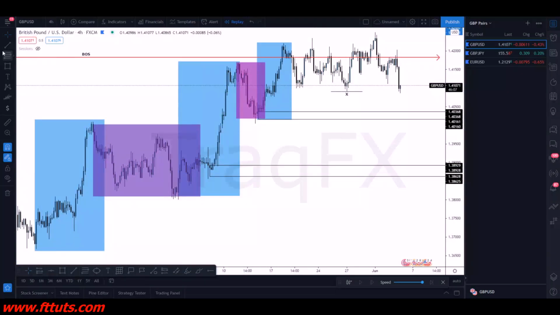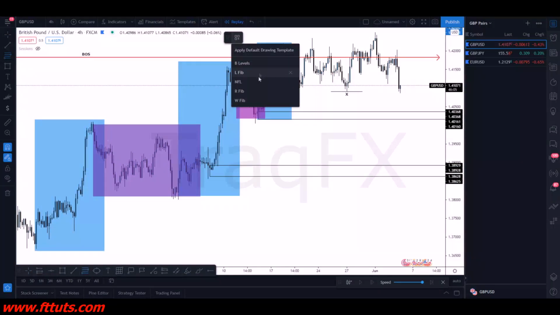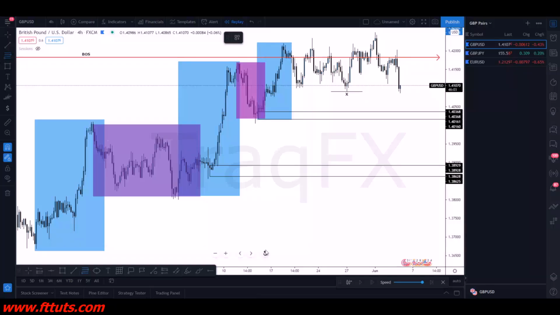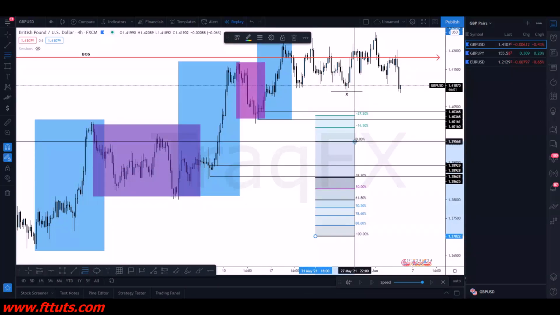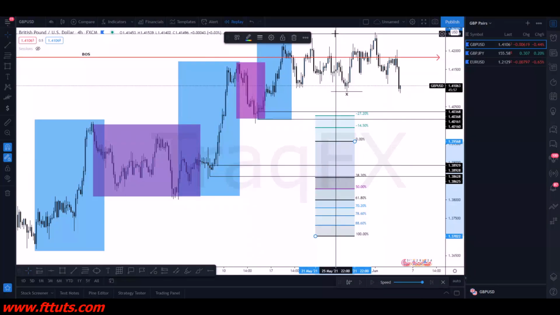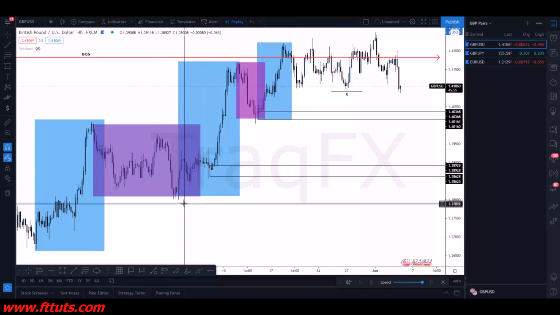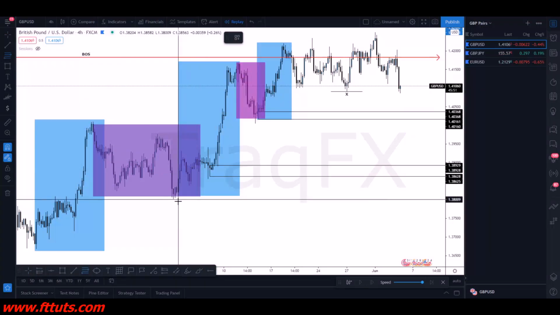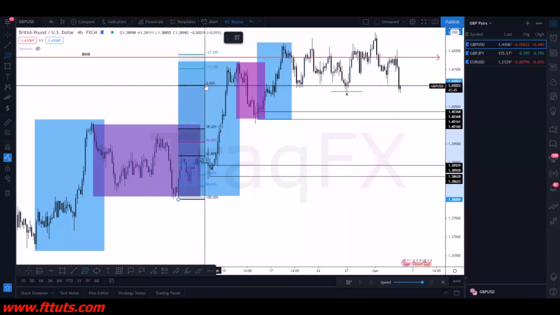Another tool that I do use for my expansion versus retracement is the Fib tool. Now, these are my Fibonacci levels. I showed you guys this already. You guys can copy this. But one thing that I do is I measure my expansion from the low up to wherever the expansion finished.